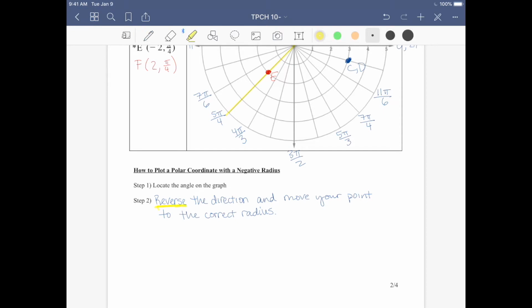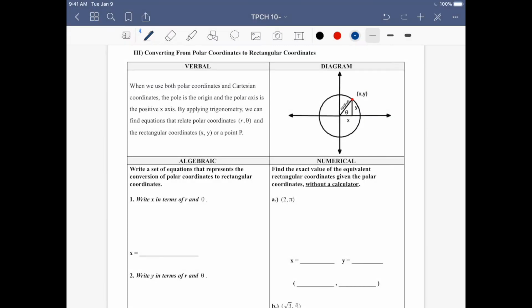That is key. Part 3, converting from polar coordinates to rectangular coordinates. So here's a verbal I want you to read and mark up. It says, when we use polar coordinates and Cartesian coordinates, the pole is the origin and the polar axis is the positive x-axis. By applying trigonometry, we can find equations that relate polar coordinates r, comma theta, and the rectangular coordinates x, comma y, of a point P. By the way, Cartesian is another way of saying rectangular. So rectangular coordinates and Cartesian coordinates are the same.